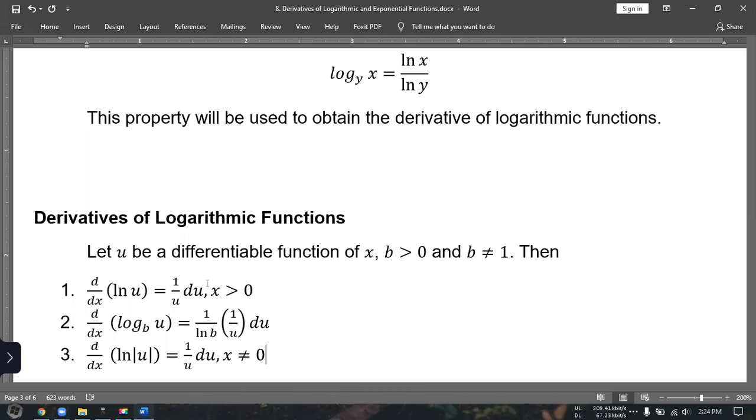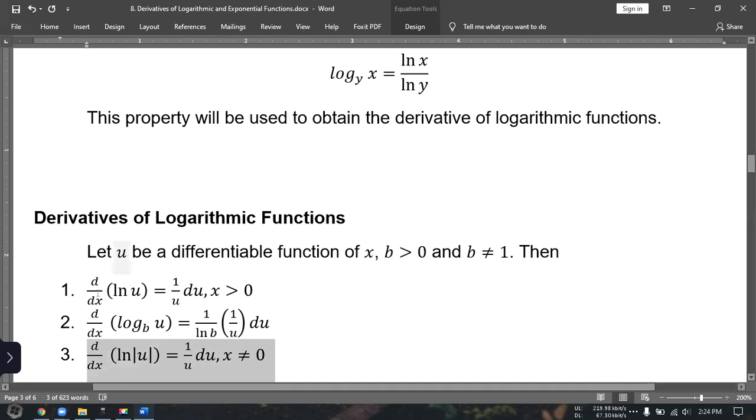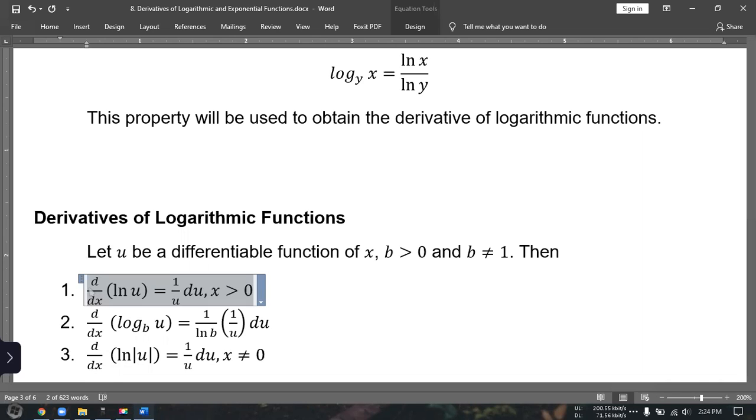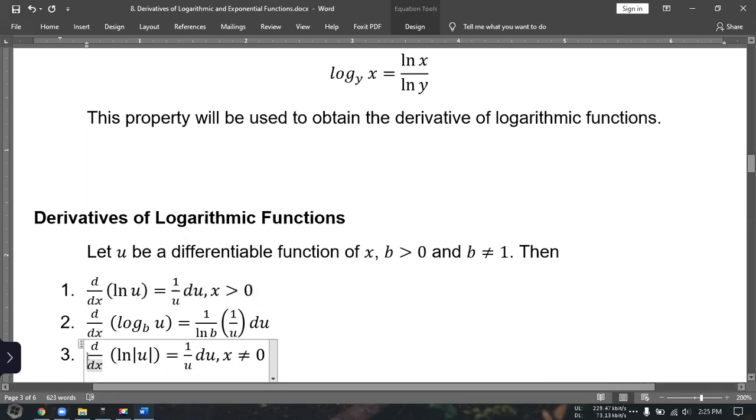Actually, this is just the same as number 1, the same as our first definition. Note that in number 1 we only take x as a positive real number, while in number 3 this is any real number x which is not equivalent to 0. Any real number x which is not equivalent to 0. Ito yung gagamitin.